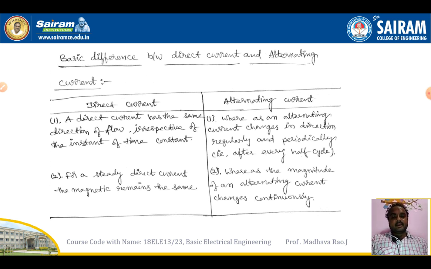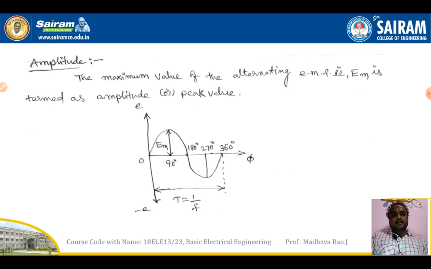Coming to the second one, for steady direct current, the magnitude remains the same, whereas the magnitude of an alternating current changes continuously. So this is about direct current and alternating current. Next, we'll see the definitions of different factors like amplitude, time period, frequency, and instantaneous values, one by one.